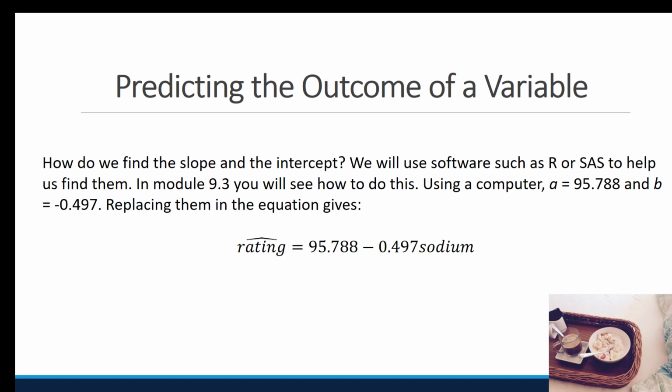How do we find the slope and the intercept? We'll use software such as R or SAS to help us find them. In Module 9.3, you'll see how to do this. Using a computer, we can find that a is equal to 95.788 and b is equal to negative 0.497. Replacing them in the equation gives the following.